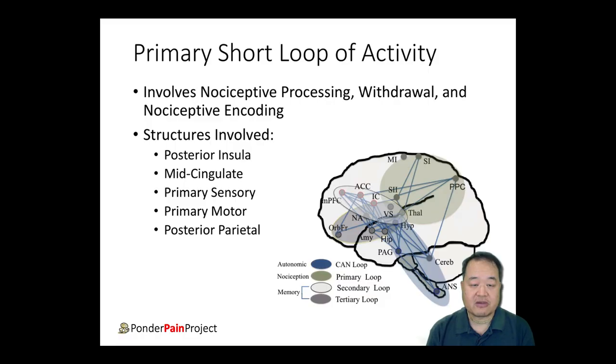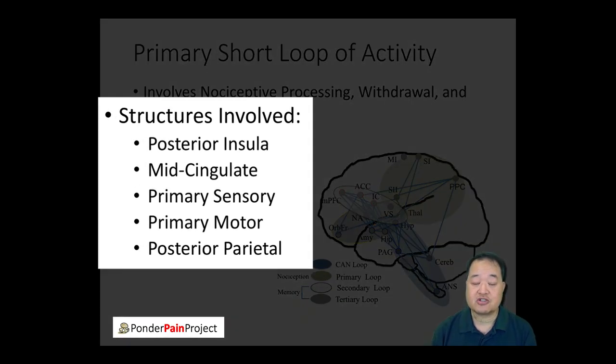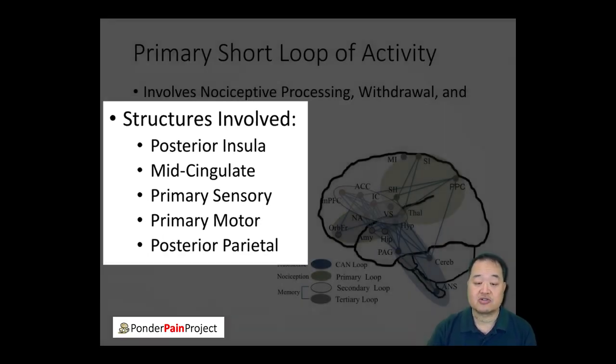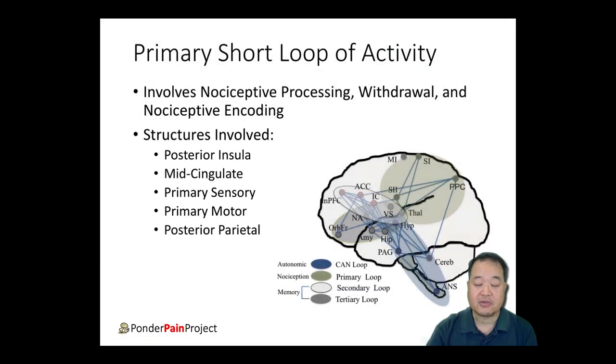So if we look at the primary short loop of activity, that's the green loop, the nociceptive loop. It's responsible for nociceptive processing and the initial withdrawal and encoding of nociceptive information. The structures that are involved in this loop are usually the posterior cingulate cortex, the mid-cingulate, the primary sensory cortex, the primary motor cortex, and the posterior parietal cortex, the PPC.